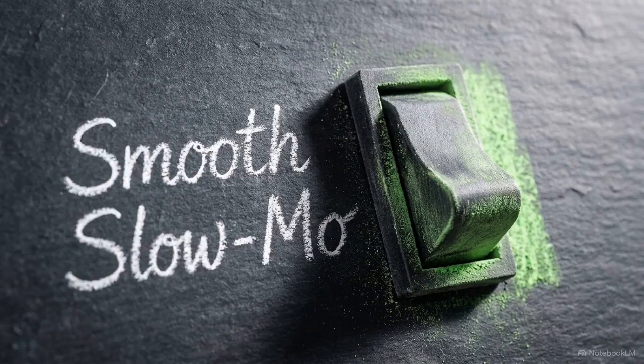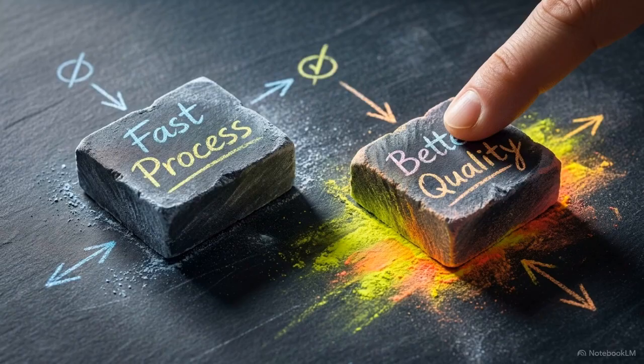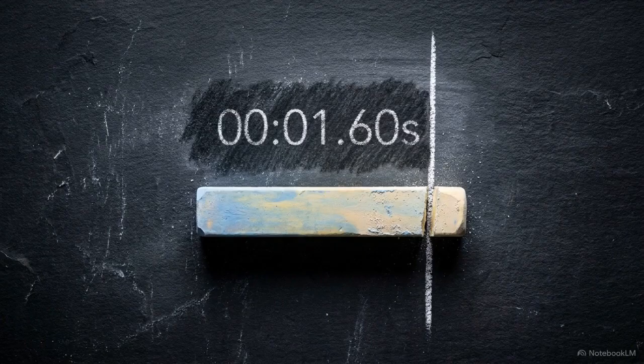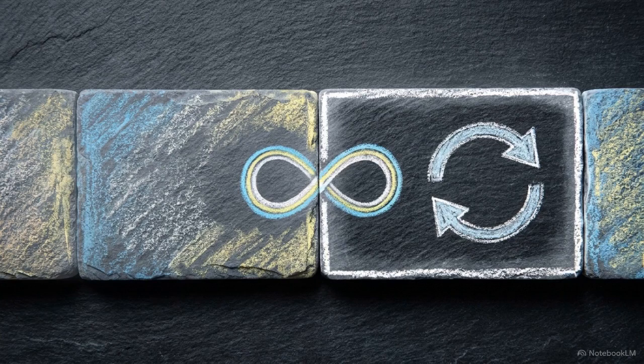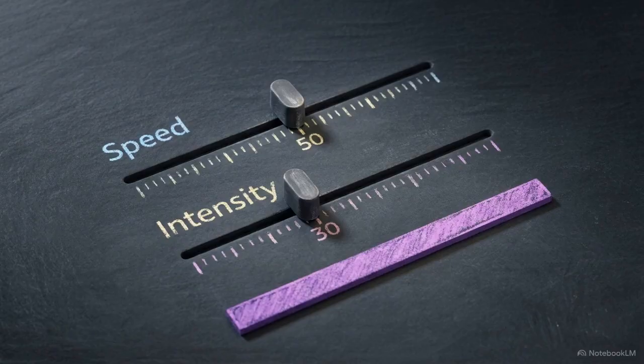Next, turn on the Smooth Slow-Mo tool. You have to manually select the better quality setting here so the software accurately interpolates the frames without glitching or stuttering. Trim this primary clip down so its total duration is exactly 1.60 seconds. Duplicate that 1.60 second clip. Select the second copy and apply the reverse tool to create a seamless push and pull loop between the two clips.